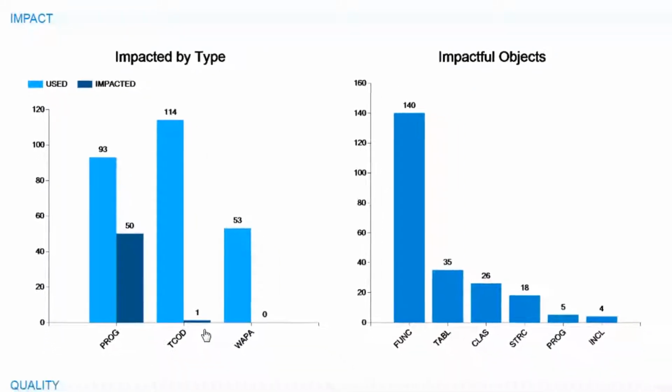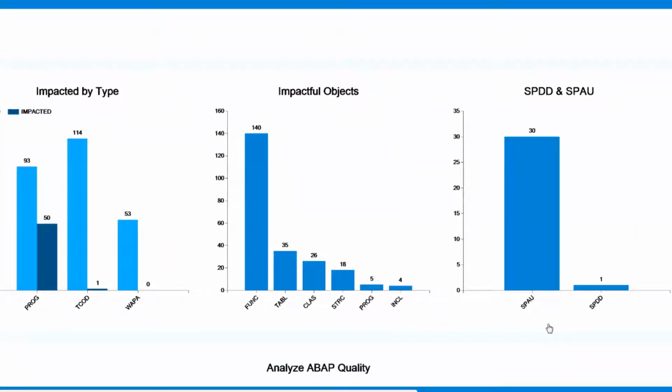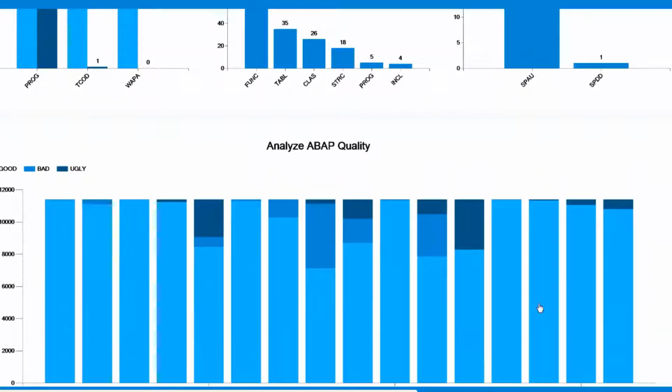So what's impacting these 51 used objects? These standard SAP functions, tables, classes, structures, programs, and includes. These are all part of the support pack upgrade. Your custom code directly depends upon these objects. We also do a SPAO and SPDD analysis.